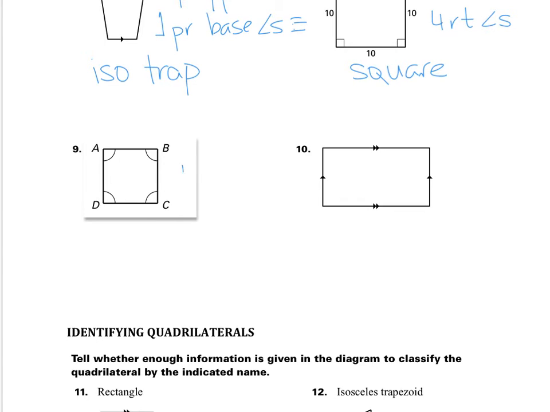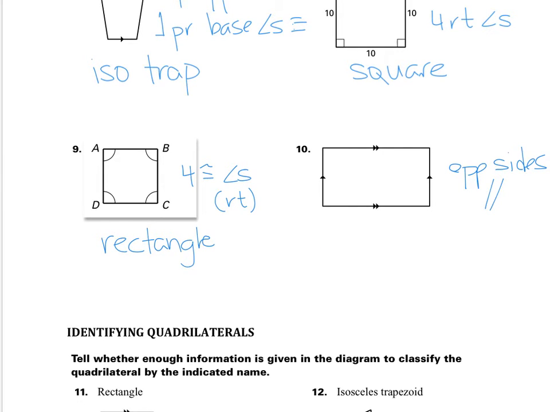In this one you have 4 congruent angles, which makes them right angles. So this would just be a rectangle, even though it looks like a square. We don't know anything about its sides. And here we just have opposite sides parallel. This would just be a parallelogram.